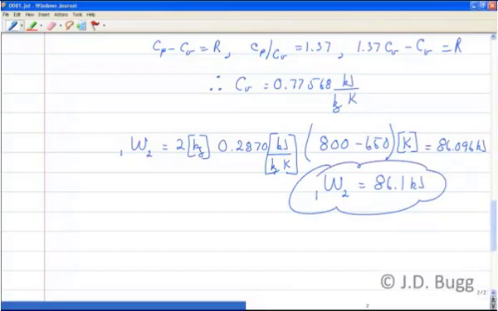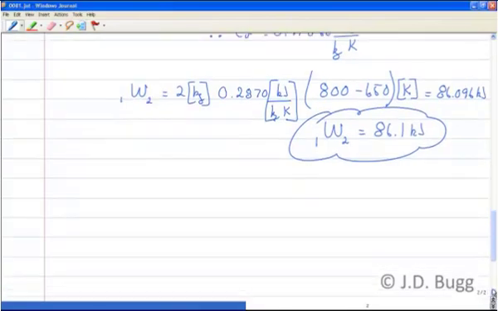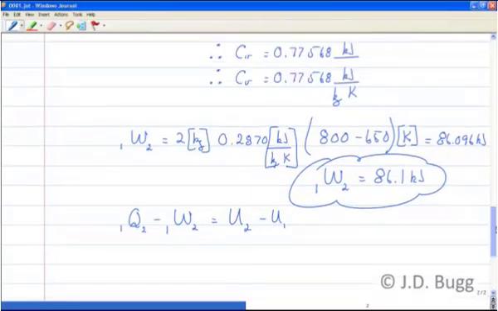So the work transfer from 1 to 2 is 86.1 kilojoules. Now we move on to heat transfer, and because it's a closed system, we use Q minus W equals delta U, so U2 minus U1. Notice all uppercase. So that's the first law for closed systems. And in writing that down, I've really assumed that kinetic and potential energies are negligible.